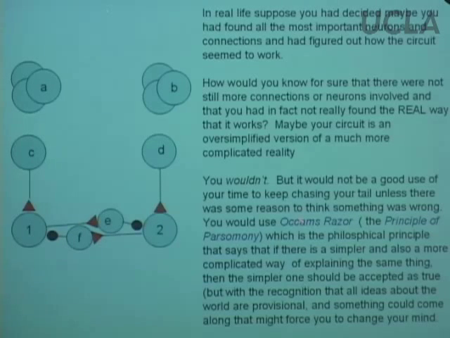Okay? But it would not be a good use of your time to keep chasing your tail unless there was some reason to think there was something wrong. And you would therefore use, and this is the principle Dr. Grisham told you about last week, Occam's razor, the principle of parsimony, which is the philosophical principle that says if there is a simpler and also a more complicated way of explaining the same thing, then the simpler one should be accepted as the true one. But with the recognition, of course, that all ideas about the world are provisional, and something could come along that might force you to change your mind. Okay?